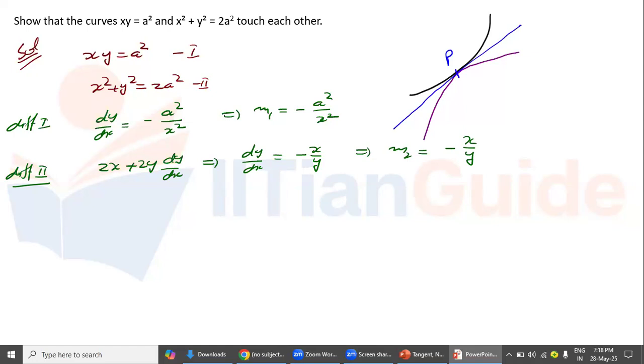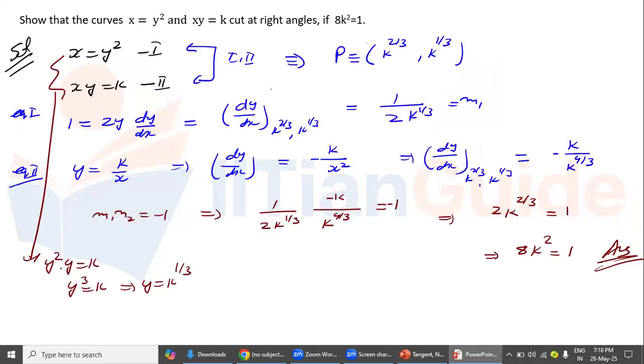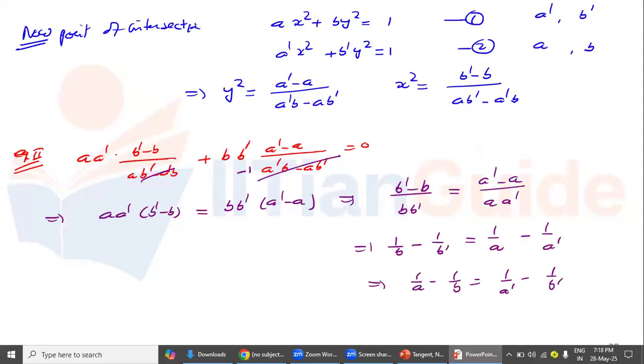Now I have observed one thing. Just wait. Without calculating the point of intersection, I am getting the answer. This is my equation number 1, equation number 2. The point xy is common to both. See, pay attention. I am not writing x1 y1 deliberately, because I had got the idea that without getting the point of intersection, I can get the answer.